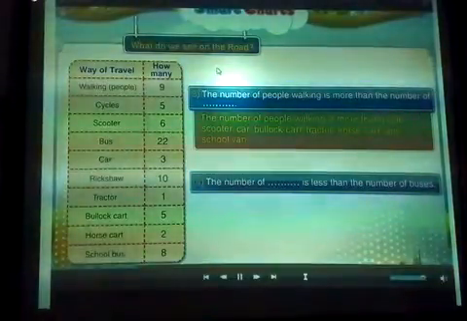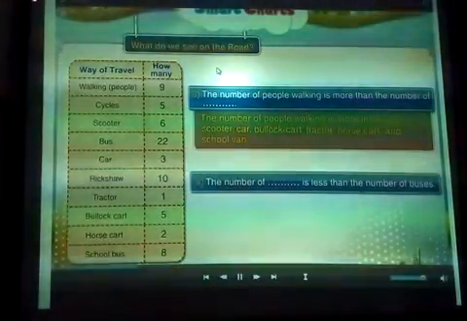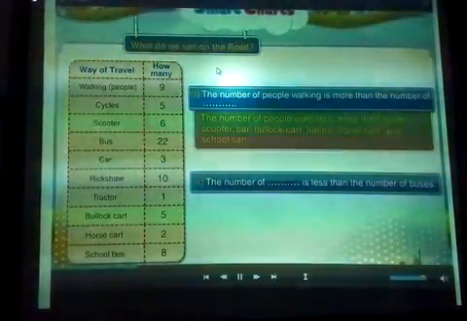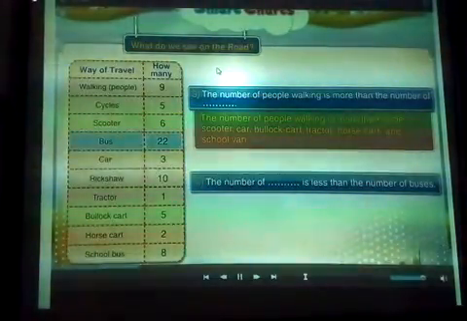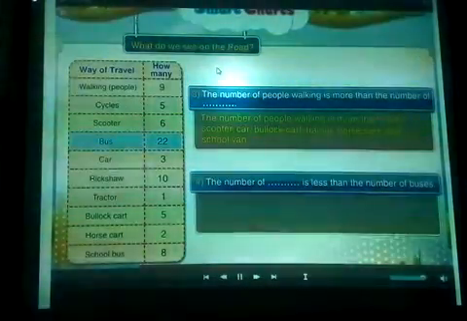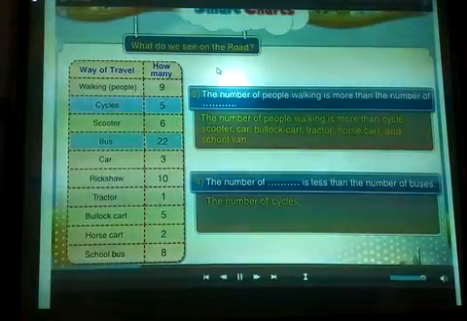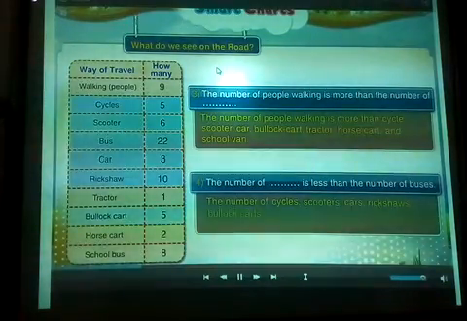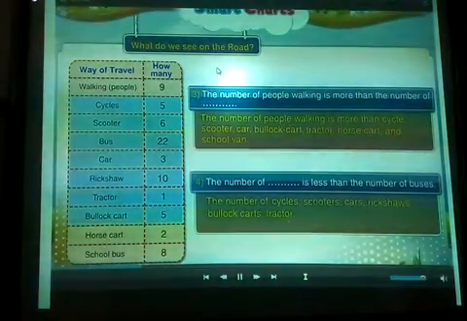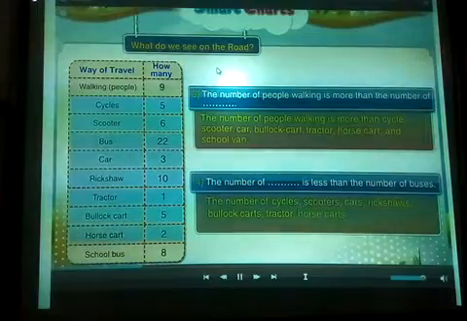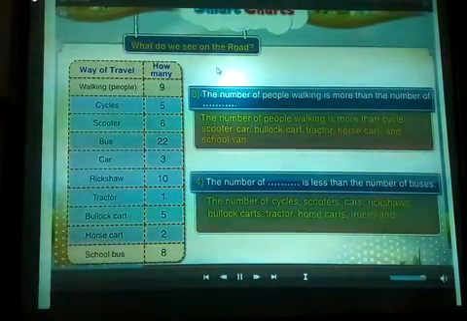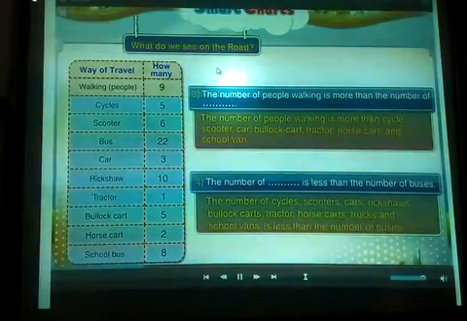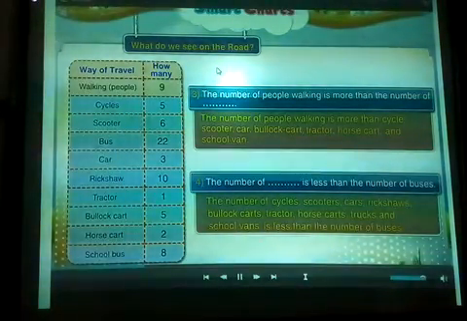4. The number of dash is less than the number of buses. The number of cycles, scooters, cars, rickshaws, bullock carts, tractor, horse carts, trucks and school vans is less than the number of buses.